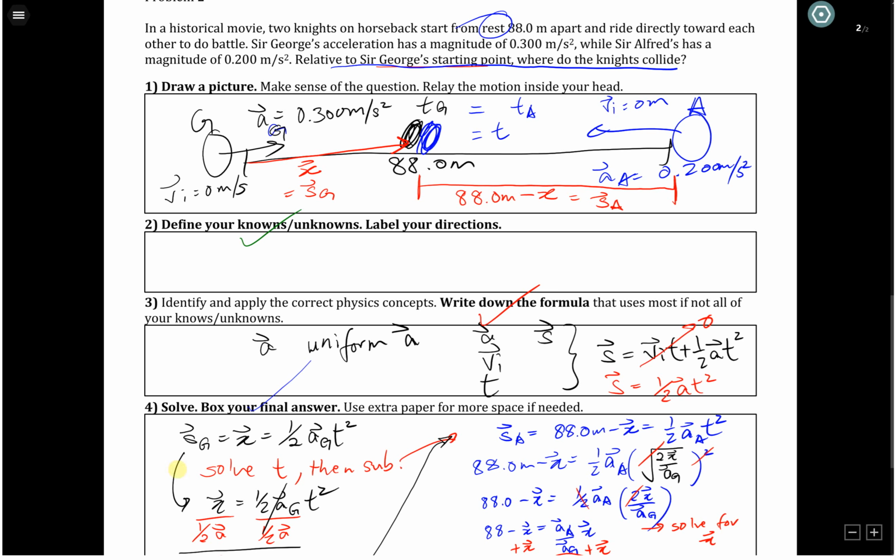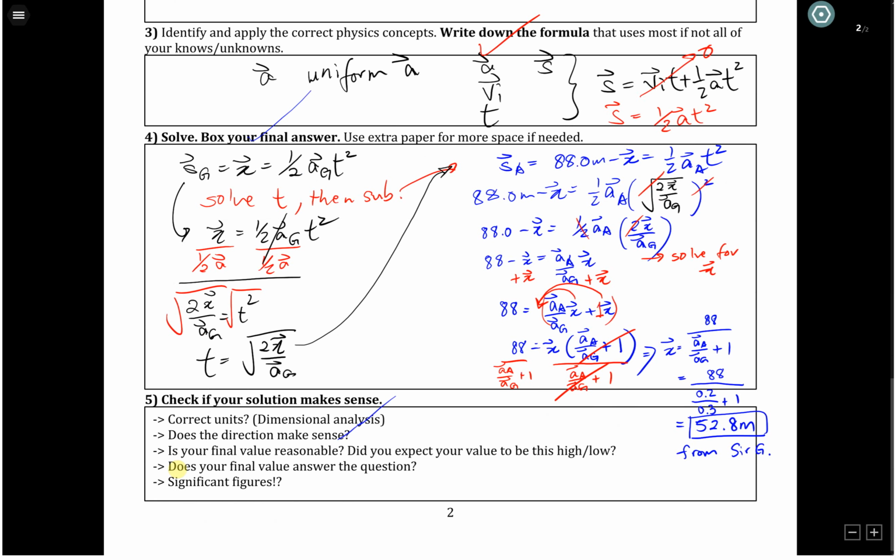So, all of these are checks. It saves you a lot of work, especially if you made a mistake. Making that final check is very important as well. And there we have it. This was a tougher kinematics question.